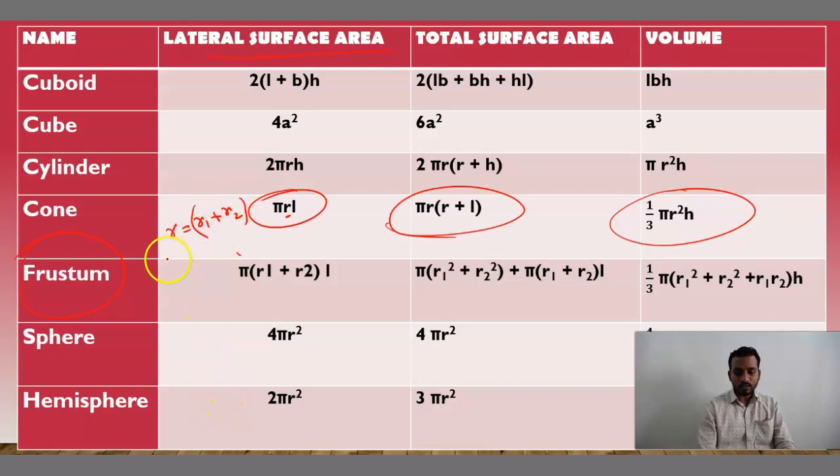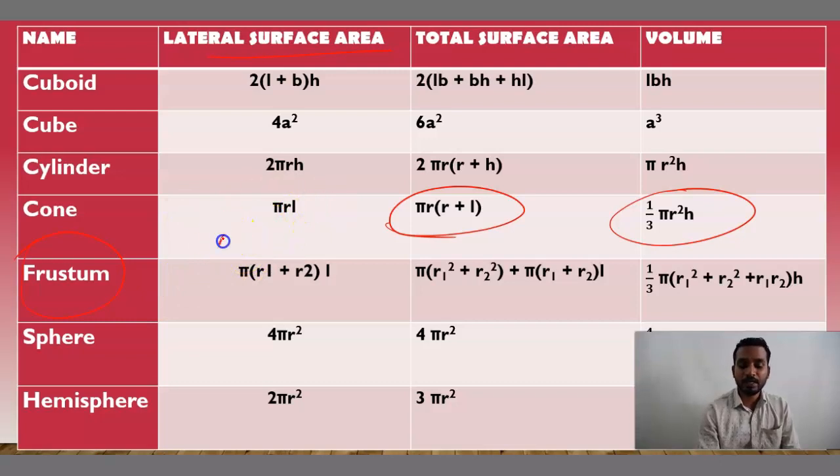Okay? If you see R square somewhere, then we should write R1 square plus R2 square. That's it. R means capital R, or R1 plus R2. R square, we should write R1 square plus R2 square. Now see how we have got this formula of frustum.